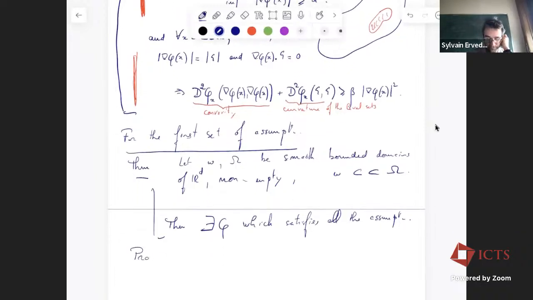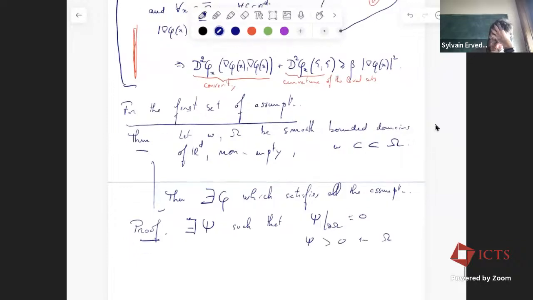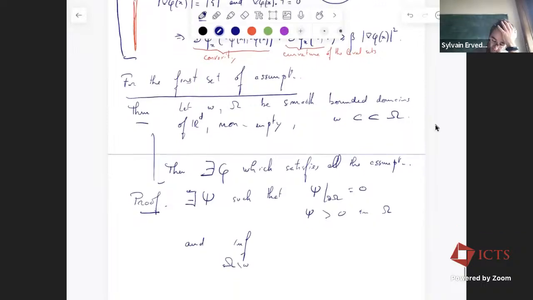And for the proof, in fact, it starts with the following remark, that there exists a function psi such that psi on the boundary of omega is 0, psi is positive in omega, and the infimum, so this is the first step, of the gradient of psi is strictly positive.